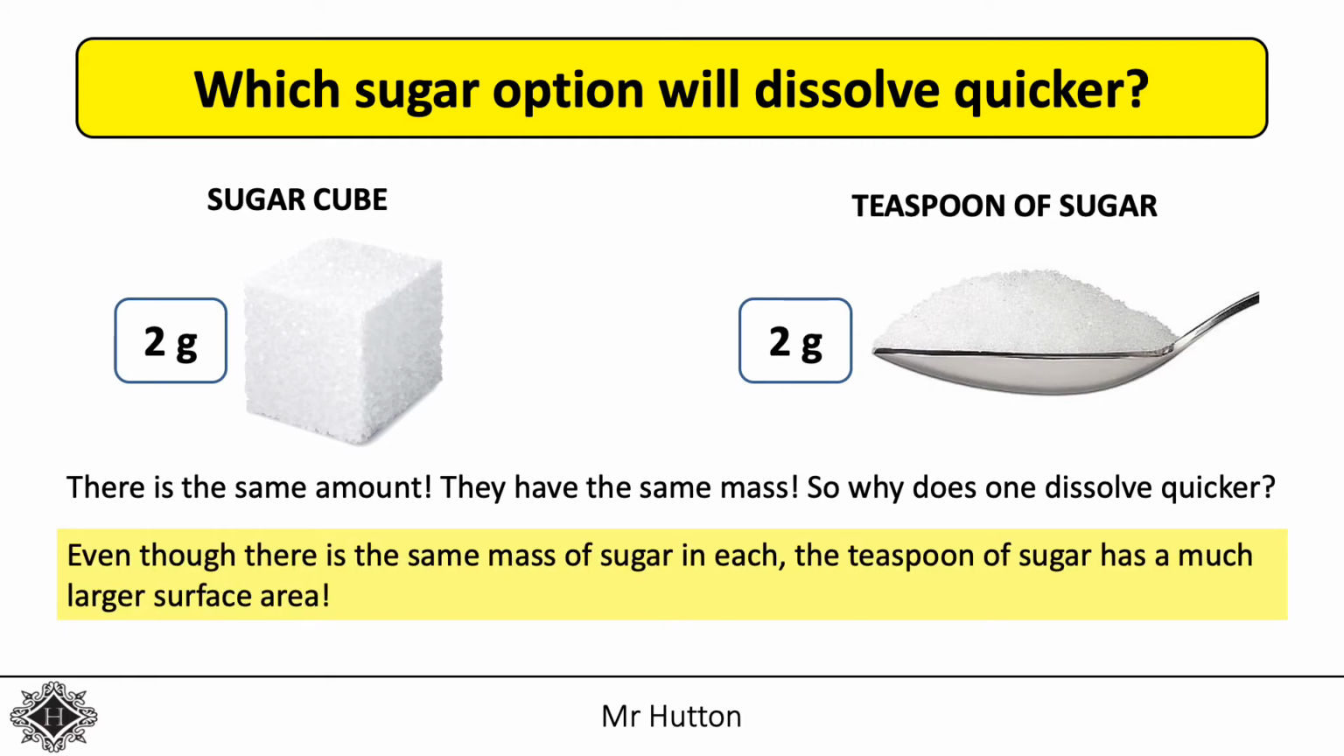Okay, well hopefully you've said the teaspoon. Even though there's the same mass of sugar in each, they both have 2 grams, the teaspoon has a much larger surface area. So the sugar cube is like one big block, whereas the teaspoon of sugar, they're all tiny individual particles, and they can all be exposed to the tea itself to dissolve in, whereas the sugar cube, only those particles on the outside of the cube will be exposed to the tea.